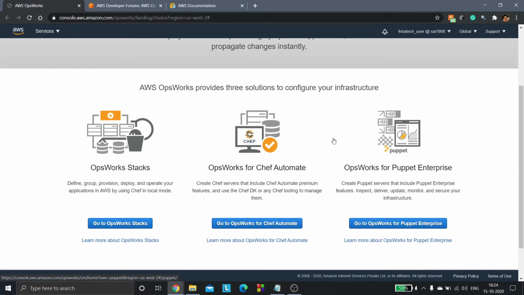AWS OpsWorks provides three solutions to configure your infrastructure. One is OpsWorks Stacks, that is the usual way, and the next one is OpsWorks for Chef, and the other one is OpsWorks for Puppet. Chef and Puppet are used because they are open source products and they work across different clouds.